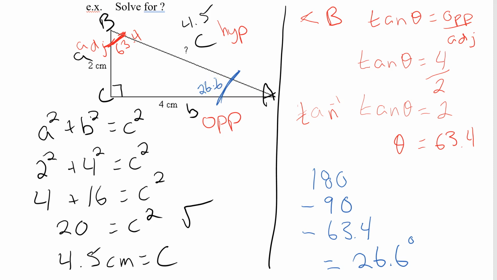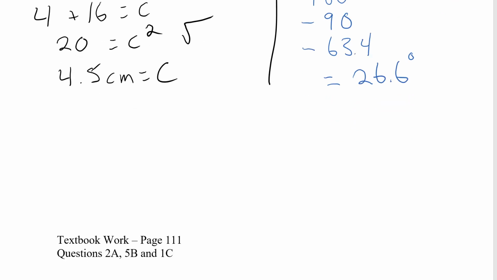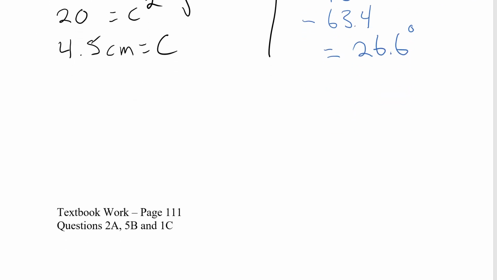Multiple ways you can do it. SOH CAH TOA is going to be your friend, but when you're asked for solving a triangle, you've got to give me 3 angles and 3 sides. If we go to our textbook, we can work on page 111, 2 from the A's, 5 from the B's, one from the C's.